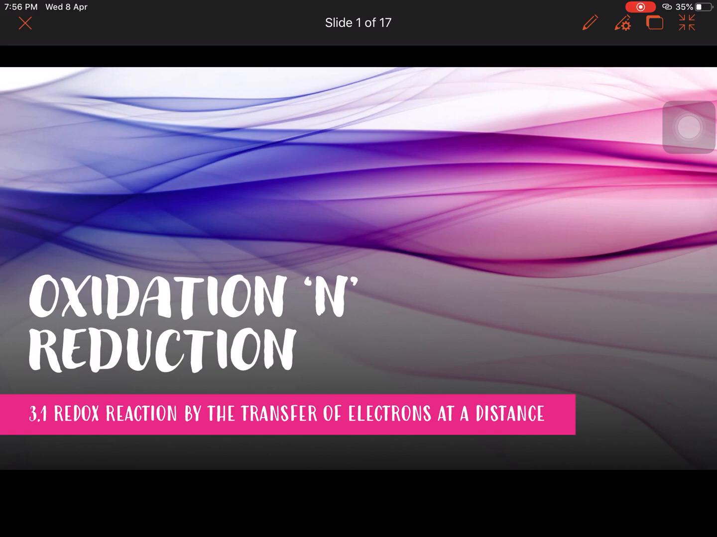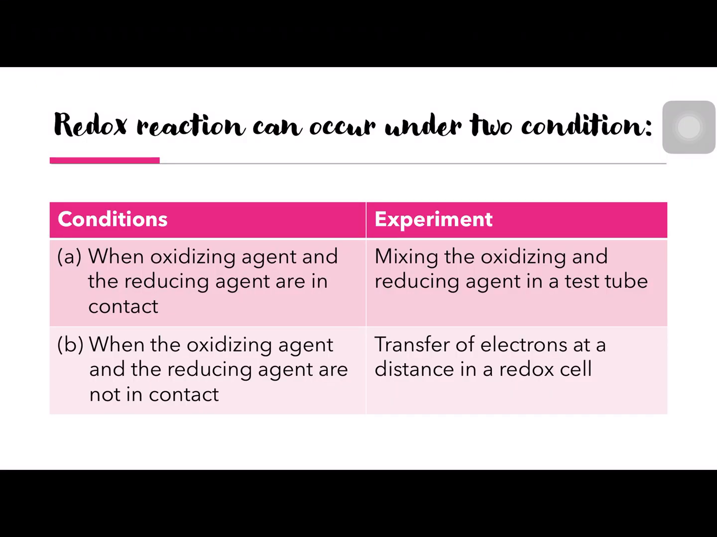Alright, without wasting our time, let us continue our lesson in oxidation and reduction. For the example of redox reaction number 4, which is the transfer of electrons at a distance. First of all, redox reaction can occur under two conditions.